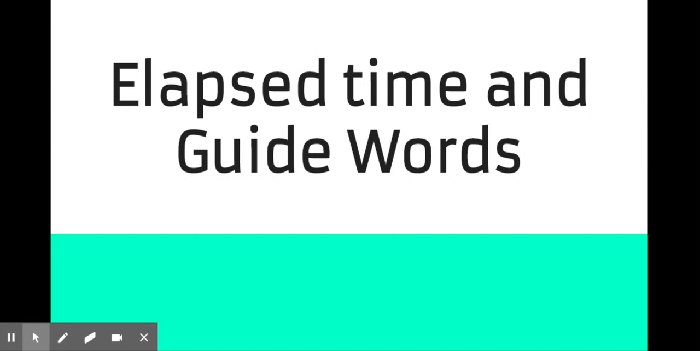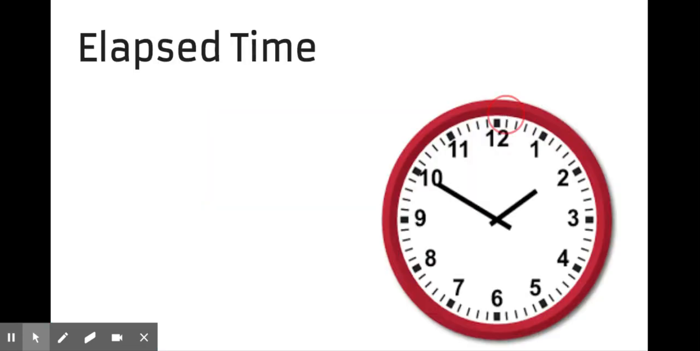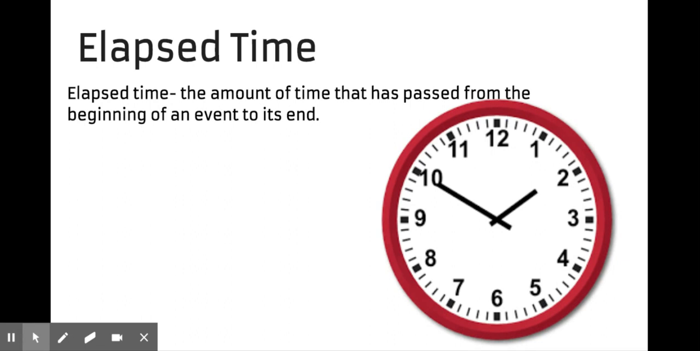Today we will be working with elapsed time and guide words, both of which are 5th grade standards. Elapsed time is the amount of time that has passed from the beginning of an event to its end.